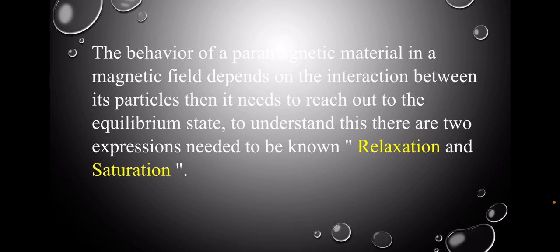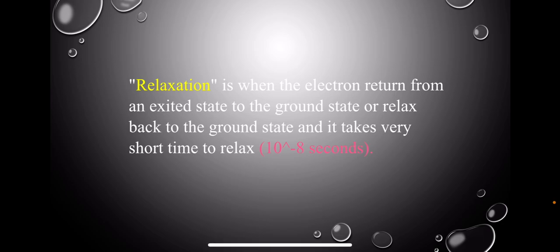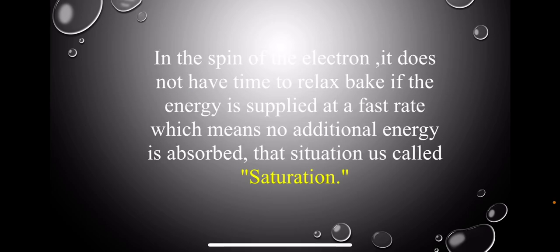Okay. The behavior of paramagnetic material in a magnetic field depends on the interaction between the particles. Then it needs to reach the equilibrium state, as we all know. So we have a concept, it's the relaxation and saturation. So what is relaxation? Relaxation is when the electron returns from an excited state to the ground state, or relaxes back to the ground. Okay, and we know it needs a short time. So saturation, what is saturation? It's when the electron spin does not have time to relax. So if the energy is supplied at a fast rate, which means no additional energy is absorbed, this whole situation is called saturation.